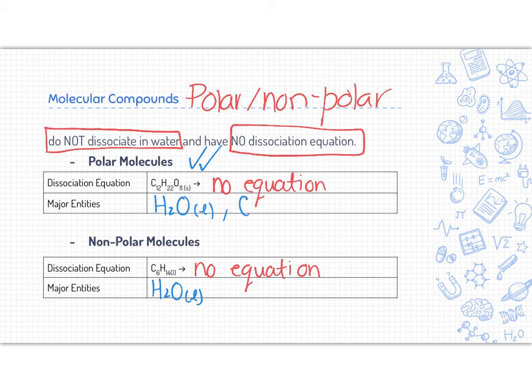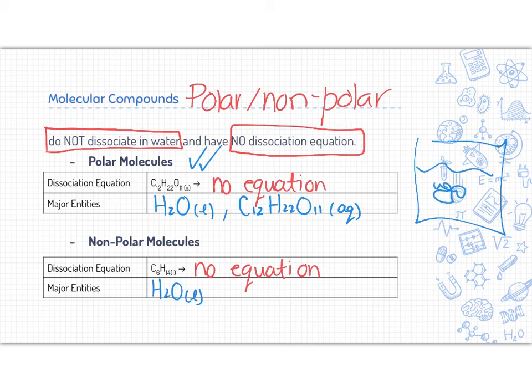So this will dissolve, and I will write it as C12H22O11, and instead of solid, it's now aqueous. It's dissolved, but it's still stuck together as an entire molecule. It has not broken up into separate ions.